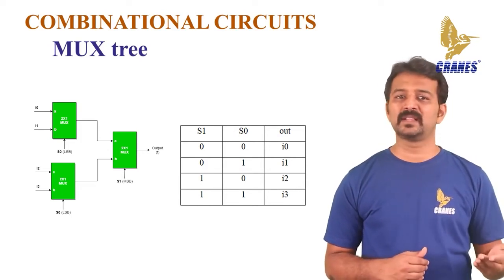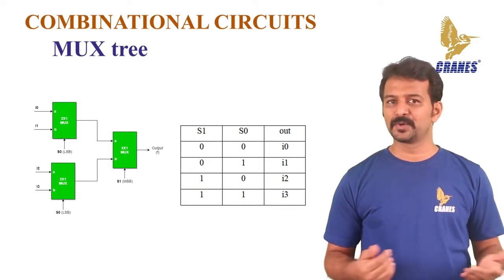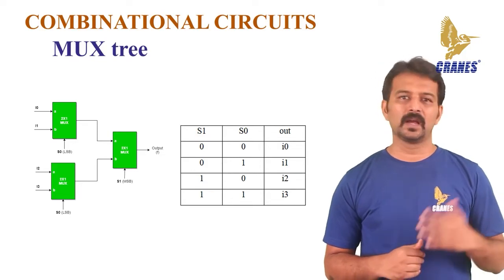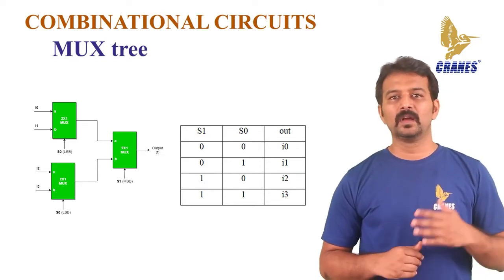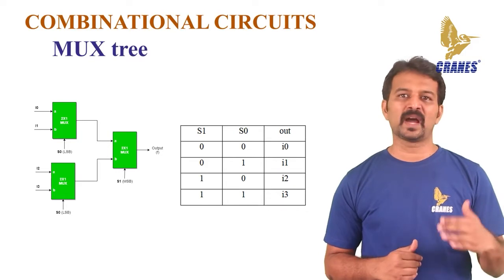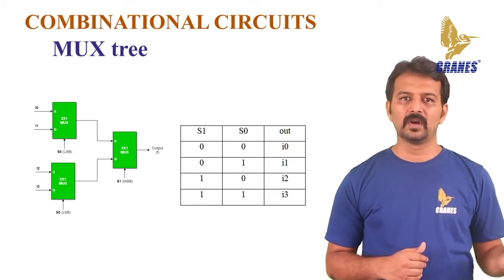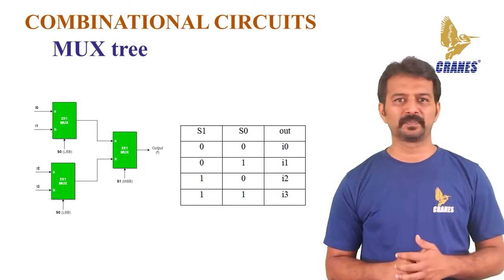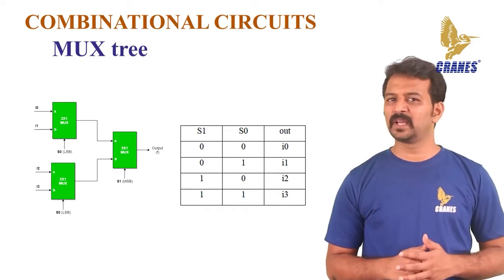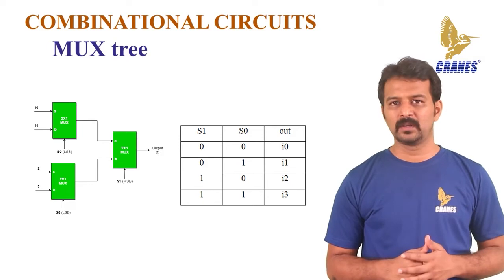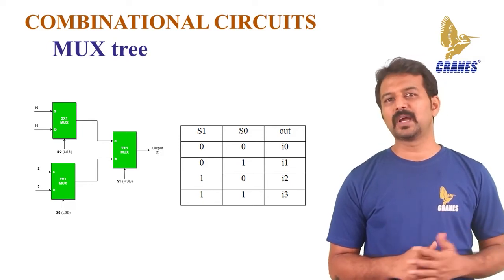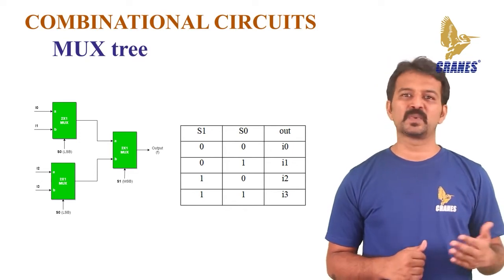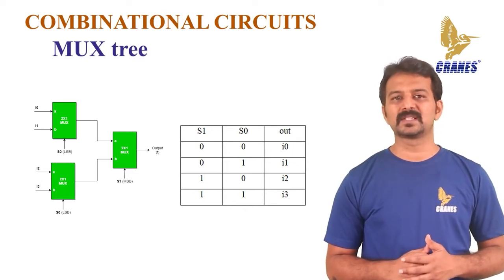When the select line S0 equals 1, the first mux selects the input I1 as its output and the second mux selects I3 as its output. So when S0 equals 1, the inputs to the third mux are I1 and I3. When S1 equals 0, then I1 is selected at its output, or when S1 equals 1, then I3 is selected as its output. As we can see from the table, when S0 equals 1 and S1 equals 0, input I1 is selected as the output, whereas when S0 equals 1 and S1 equals 1, input I3 is selected as the output.